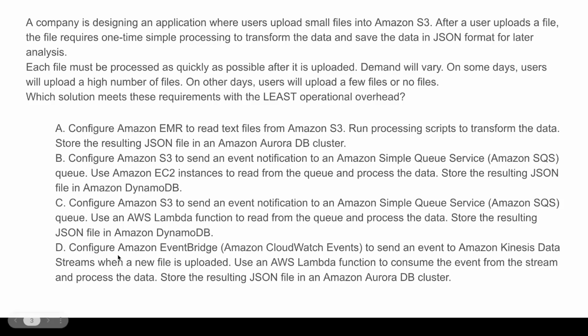Option D configures Amazon EventBridge, Amazon CloudWatch Events to send an event to Amazon Kinesis Data Streams. Now, Amazon Kinesis Data Streams is a very heavy-duty streaming service, which we definitely do not need when we can do the same thing using just these very simple options in C. So D is once again way too operationally inefficient. So therefore C is going to be our best option for this question.